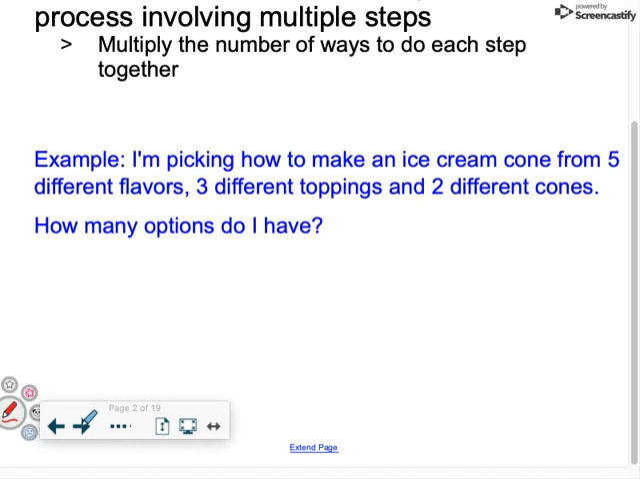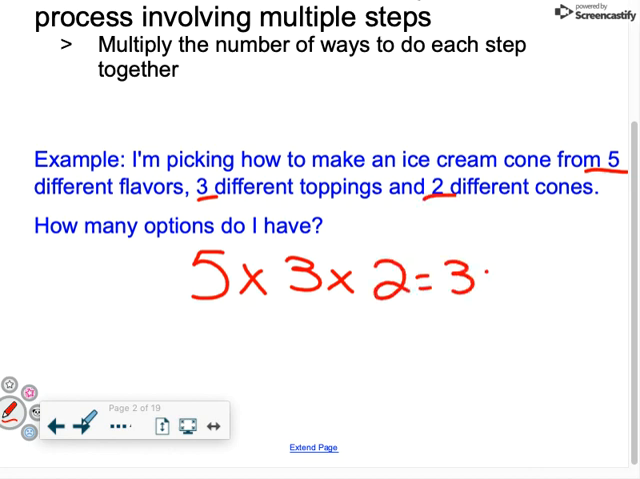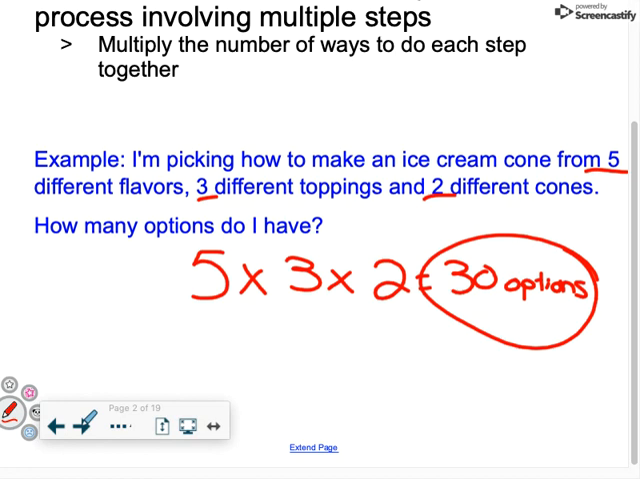So looking at this example here, it says, I'm picking how to make an ice cream cone from 5 different flavors, 3 different toppings, and 2 different cones. How many options do I have? Well, by using the multiplication counting principle, we take our 5 flavors, multiply it by our 3 toppings, then multiply that by our 2 different cones for a total of 30 options.